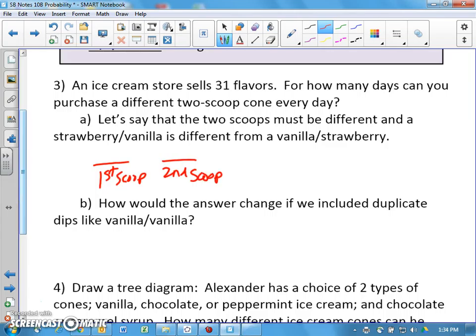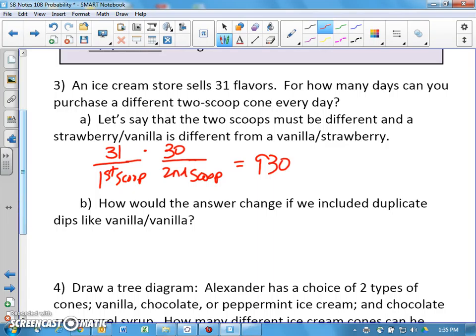They have 31 flavors. So I have a choice of 31 possible flavors for my first scoop. Since I don't want to have the same scoop twice, I don't have 31 flavors. I only have 30 to choose for my second scoop. So the fundamental counting principle says that I'm going to multiply these, and I'm going to get 930 different ice cream cones.